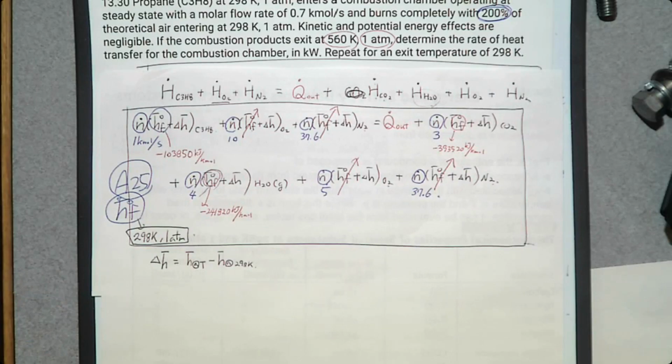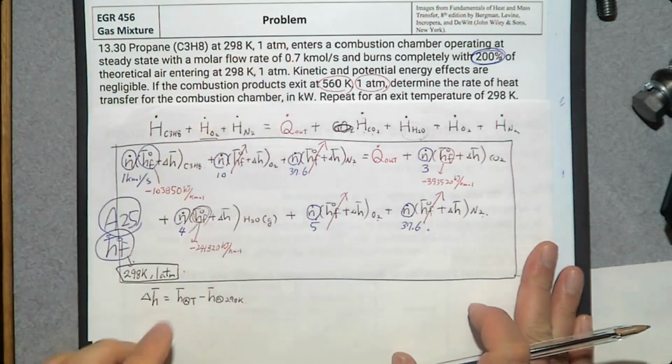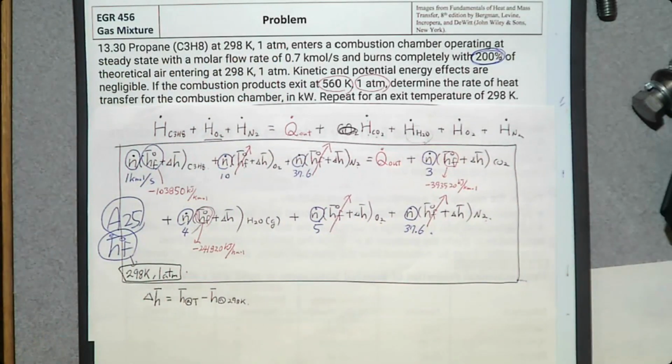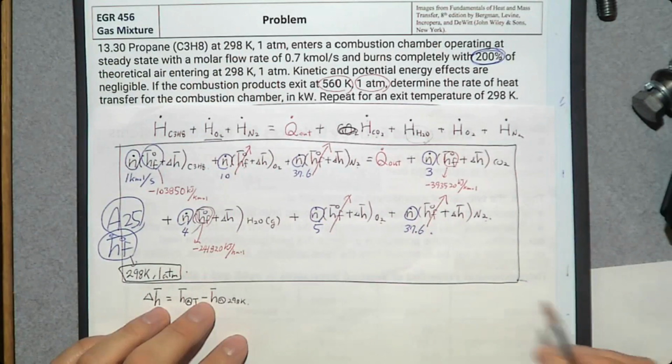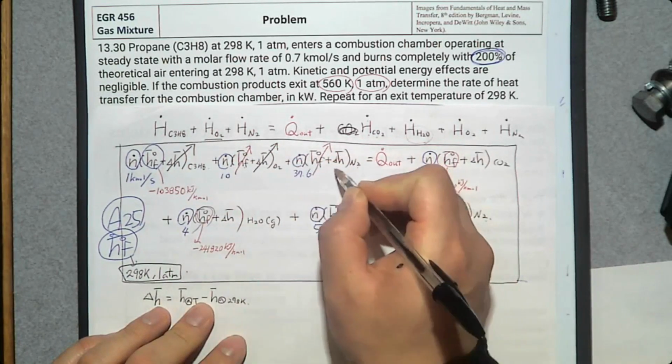the enthalpy of formation. Then what is the temperature of the reactant? The temperature of the reactant is 298, 1 atmospheric pressure. So that is exactly the same as the standard state. So what is delta H? 0. So this is the standard state, standard state, standard state.